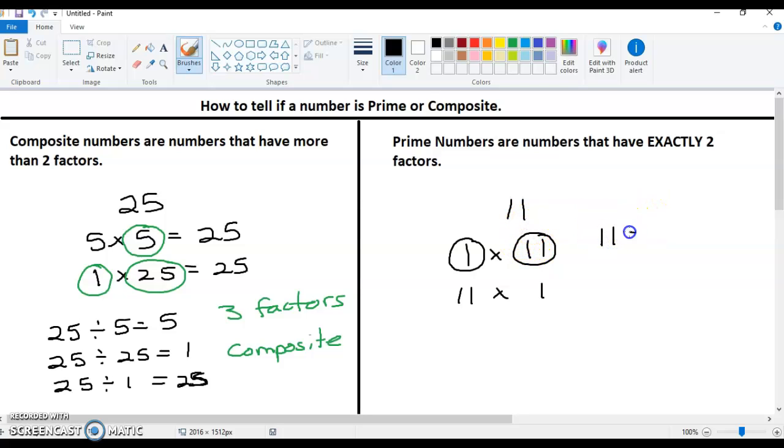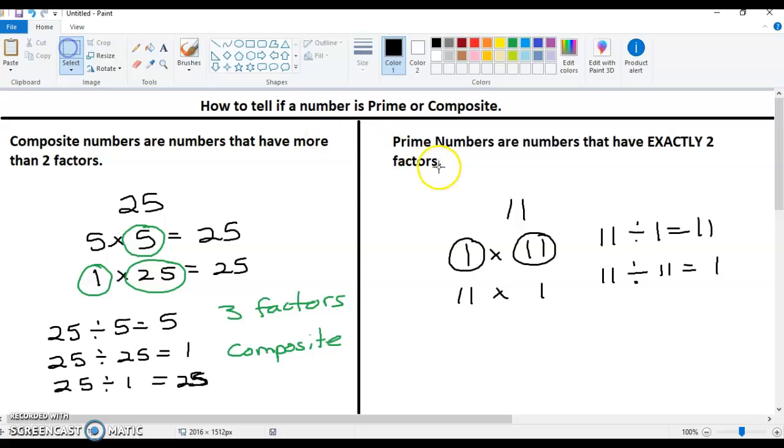And using the divisibility test, if you divide 11 by 1, you get 11. If you divide 11 by 11, you get 1. So whenever you divide, your quotient has to be a whole number.